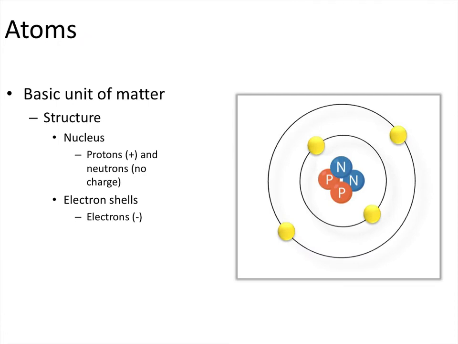So, starting at the beginning, we will start with atoms and atomic structure. Just like cells are the basic or fundamental unit of living organisms, atoms are the fundamental or basic unit of matter. In terms of their structure, they have a nucleus that is composed of protons, which are positively charged particles, and neutrons, which are neutrally charged particles. Basically, they have no charge. And then orbiting this nucleus, there are electrons, which are negatively charged particles. And these orbit the nucleus in what we call electron shells.